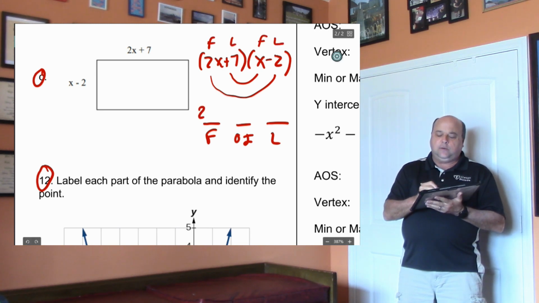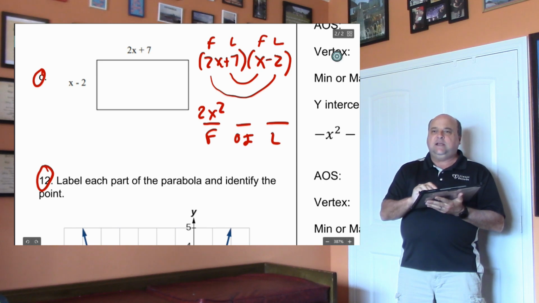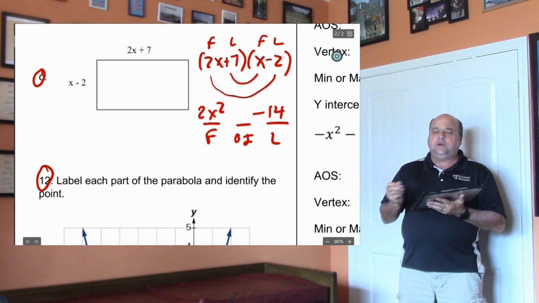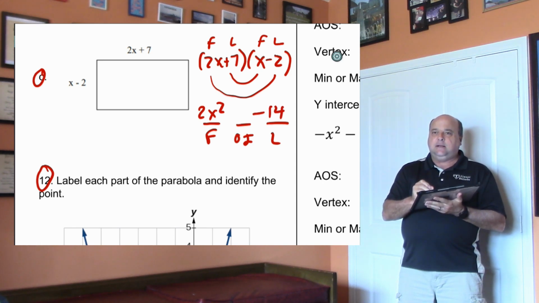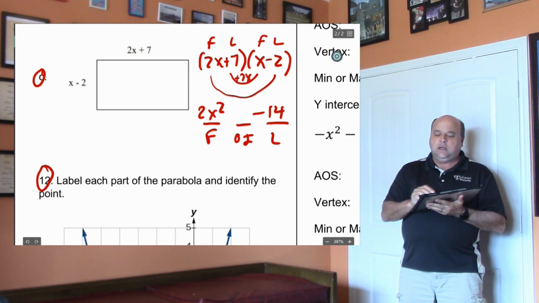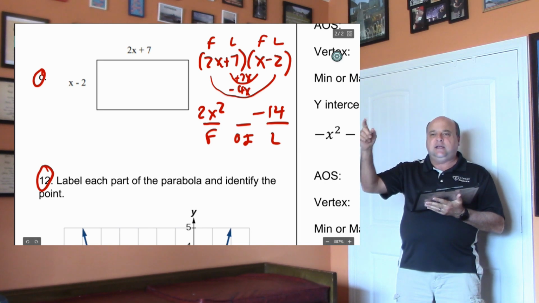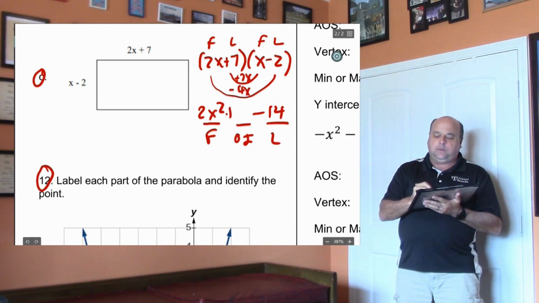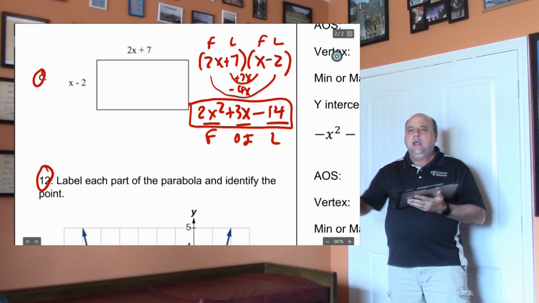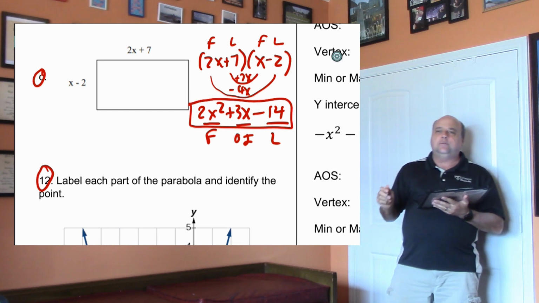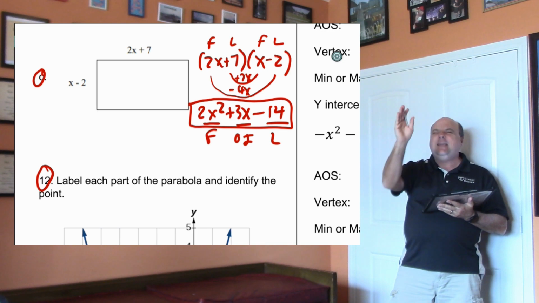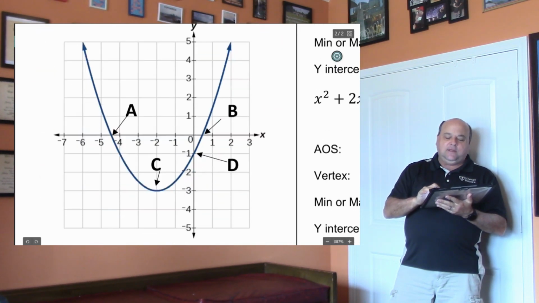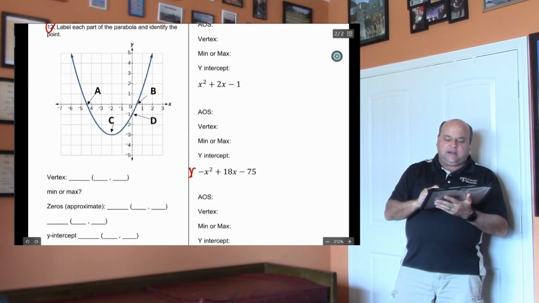2x times x is 2x squared. Plus 7 times negative 2 is a negative 14. Plus 7 times x is a plus 7x. 2x times negative 2 is a negative 4x. And 7x minus 4x would be plus 3x. This right here would be the answer, okay? If I factored that, I would go back up to the problem, okay? Piece of cake.